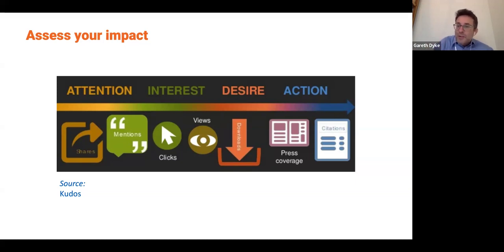Not just downloads, not just press coverage, not just citations, not just clicks, but also mentions and shares. Quantify your impact as much as possible as you build that into the planning process. It's very important, and it could help you to get a job. It could help you to get a grant funded in the future.